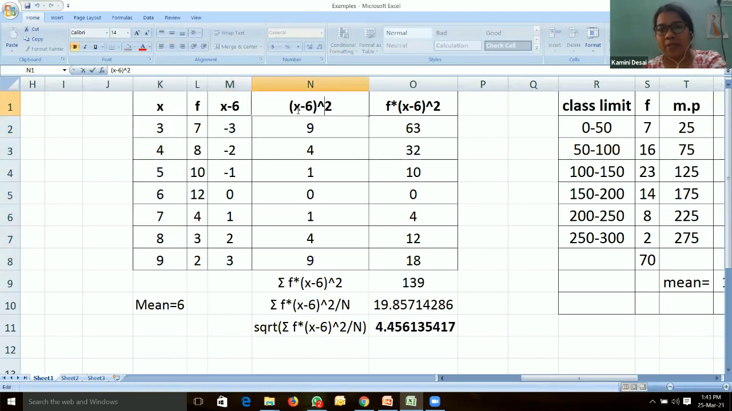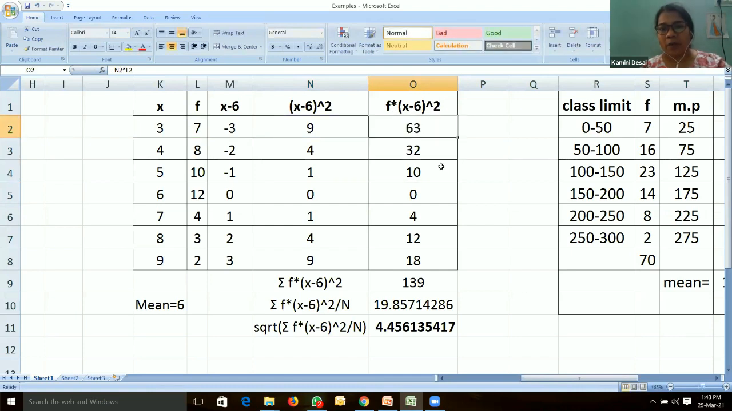Now the next column is x minus 6 square. So you have to calculate the square. If you calculate this way, minus 3 raised to the power 2, it is 9, and drag. No need to calculate for each cell. If the drag and drop option is available, it is very good. And then you have to multiply f into x minus x bar square.